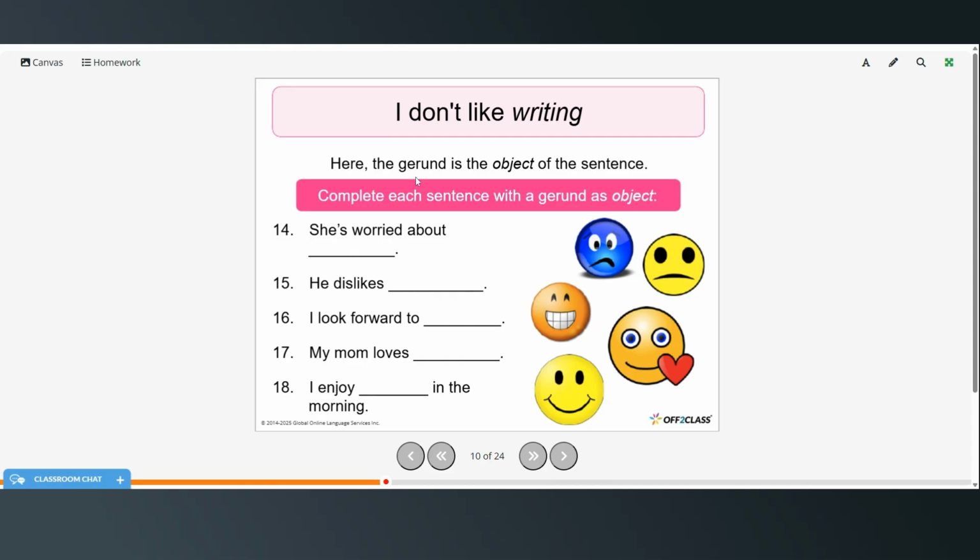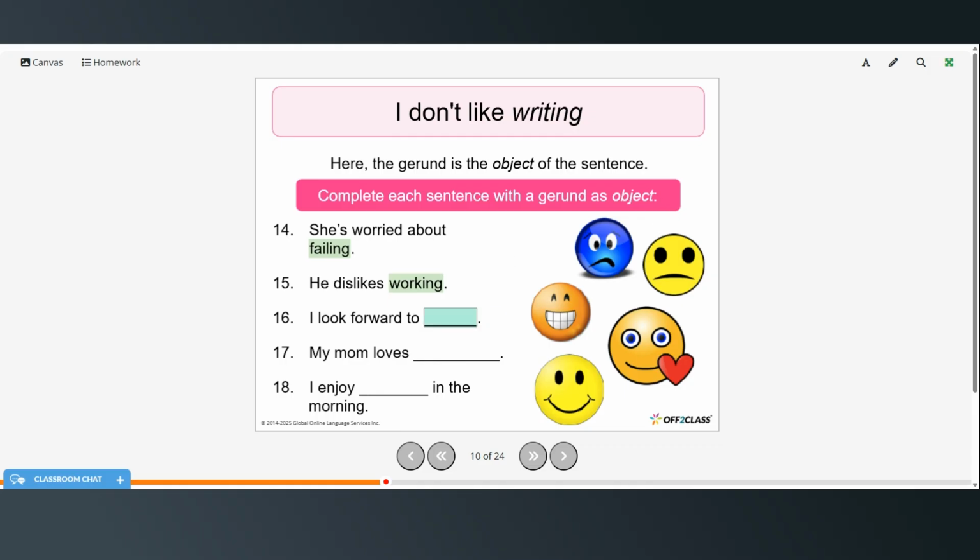Now, the gerund can be the object of a sentence. And again, you can fill these in with your own thoughts. I'll give some examples, but you might have other answers that are equally correct. So she is worried about failing. He dislikes working.